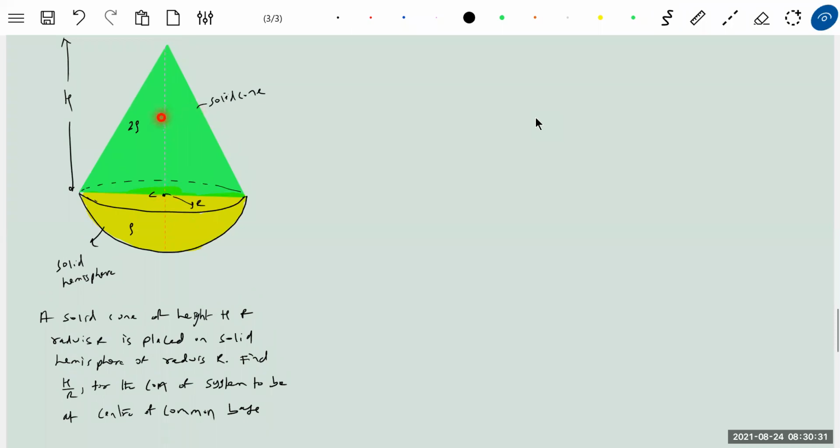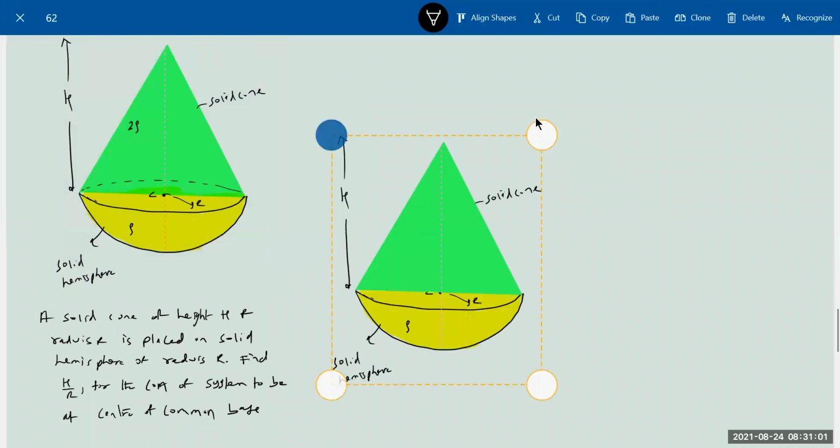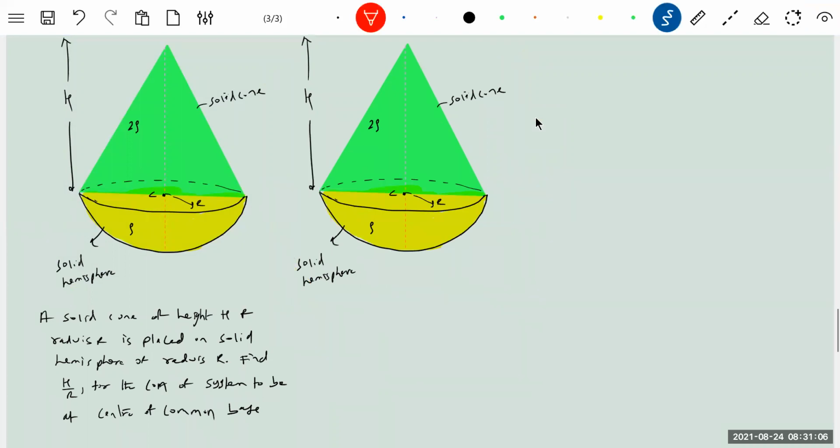For the solid cone, we know it will be somewhere here, and the hemisphere's will be here. Now together, what will happen? The center of mass of the system should be somewhere here. So how are h and r related? That's what we are trying to find out. Like that, more than one object will come in contact, and they'll put a condition that the center of mass of the system must be here or must be here. So we should now get into the calculation.